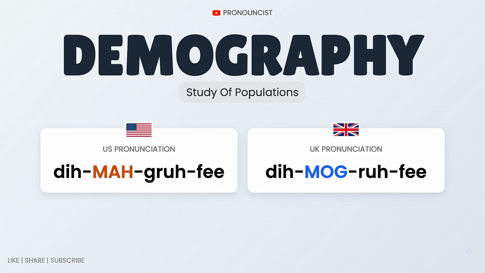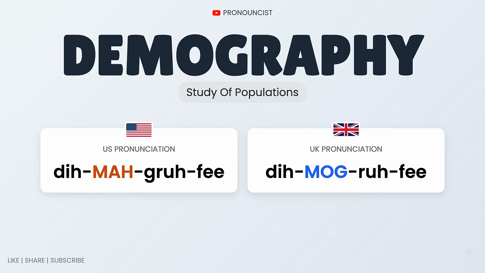D, M, Gr, Phi. DEMOGRAPHY. D, M, Gr, Phi. DEMOGRAPHY. Now, let's focus on British pronunciation of this word.